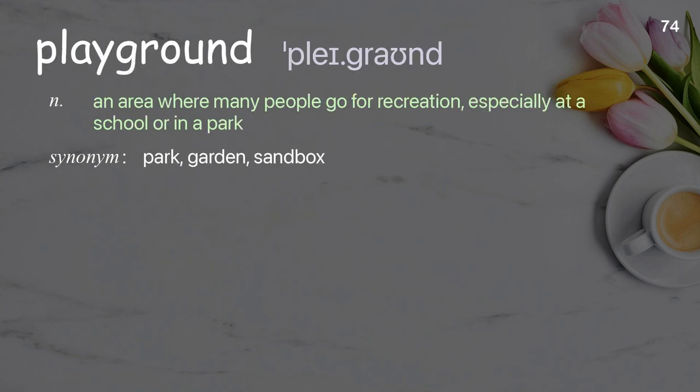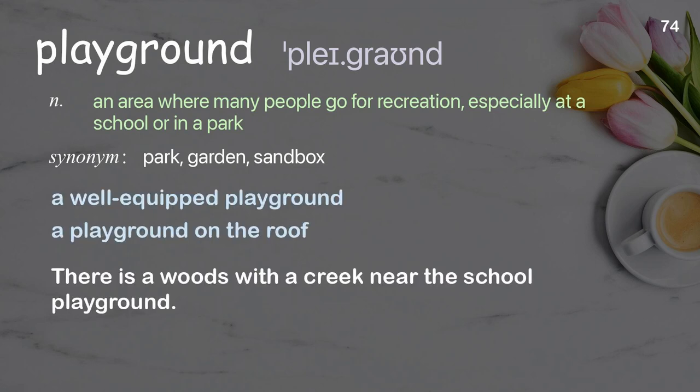Playground. An area where many people go for recreation, especially at a school or in a park. Examples: a well-equipped playground, a playground on the roof. There is a woods with a creek near the school playground.